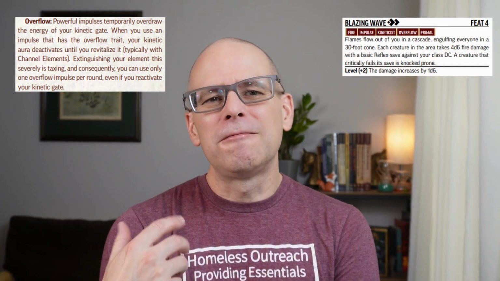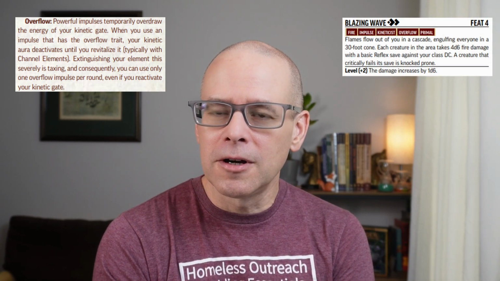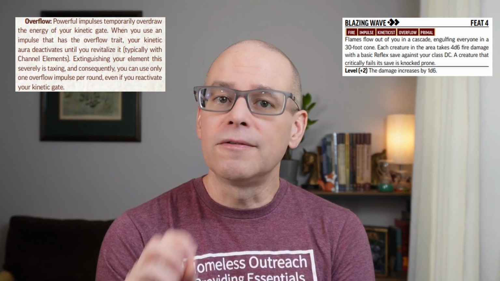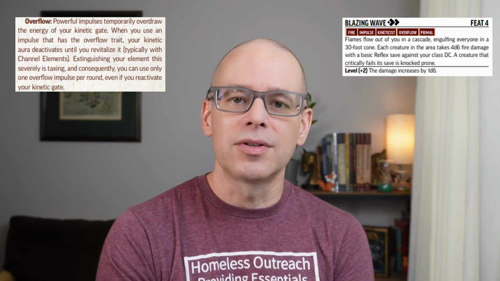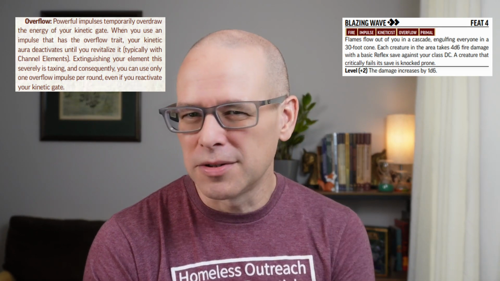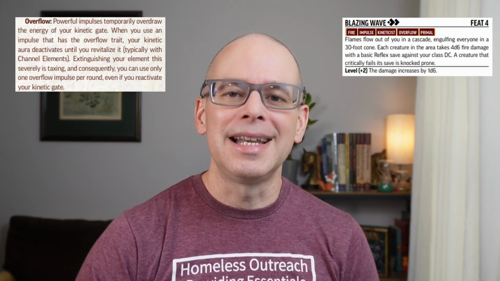So when your kinetic aura does go down, you lose stances, but you can still sustain any impulses that have been cast previously. Blazing Wave is a good fire impulse that demonstrates overflow. When you use it, you get to do 4d6 damage in a 30-foot cone, and any critical fails on a reflex save by the creatures that are affected would result in that creature being knocked prone from the blast.